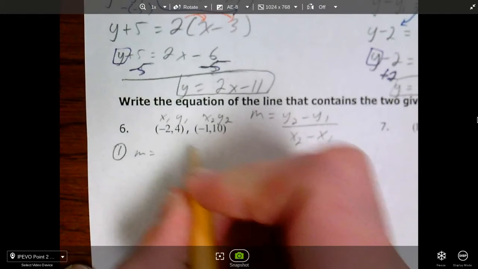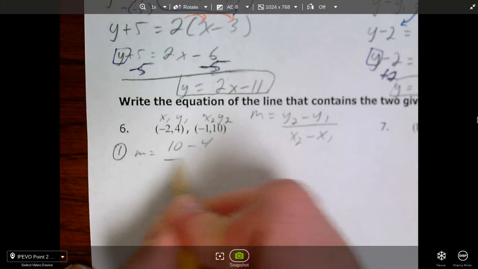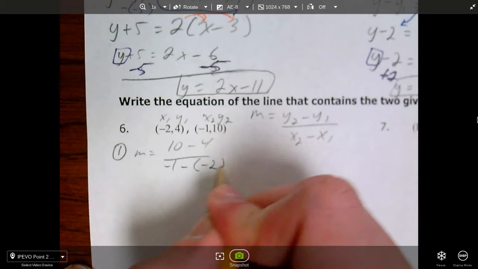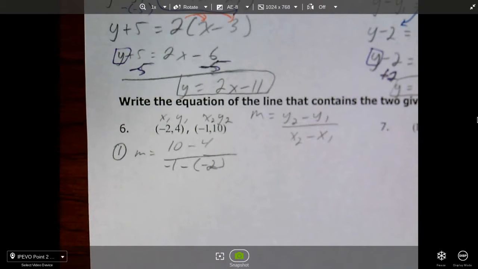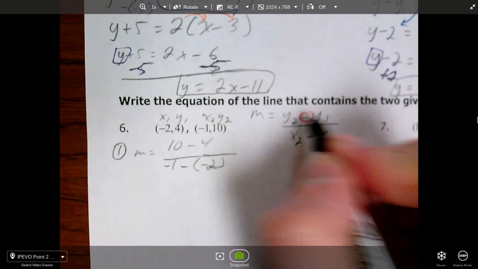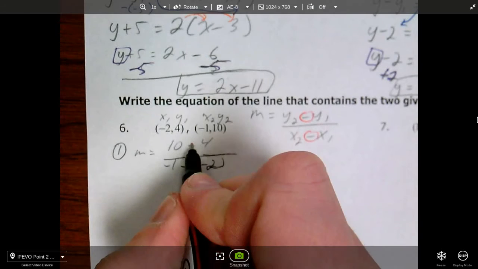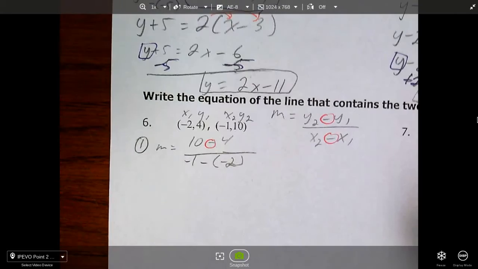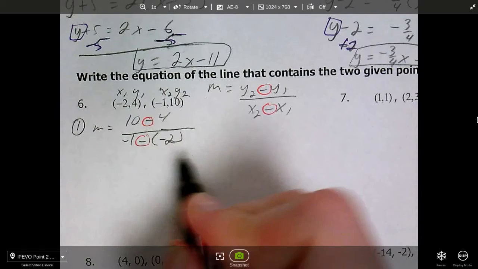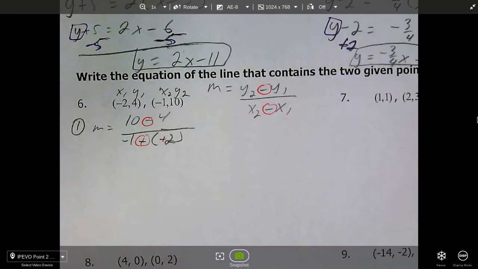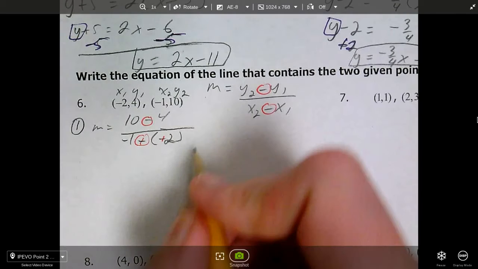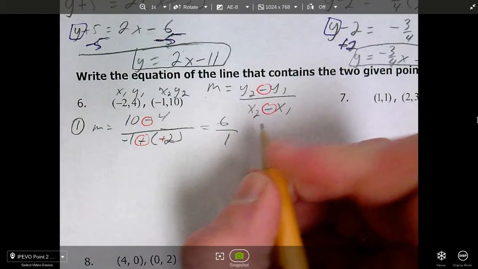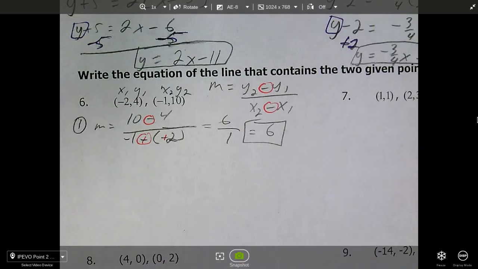So we get slope is 10 minus 4 over negative 1 minus negative 2. Pay particular attention to the fact that there's always a minus sign automatically in that formula. So you're automatically subtracting right there. Even if it's a negative sign, you're subtracting there. So we get right here a plus 2. Okay, so we get 6 over 1, or just 6. That's our step 1.